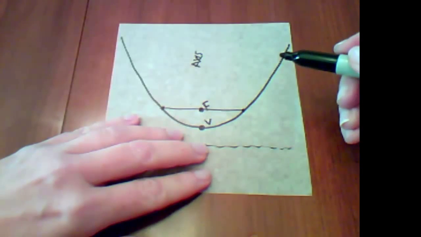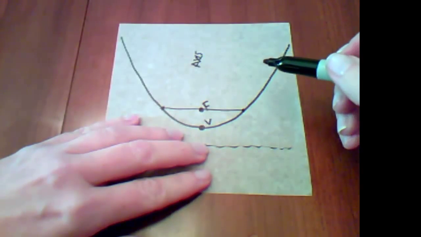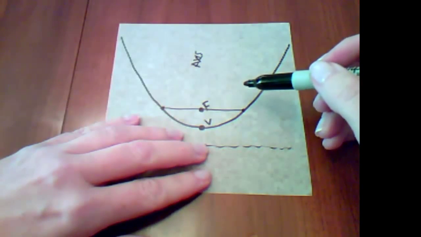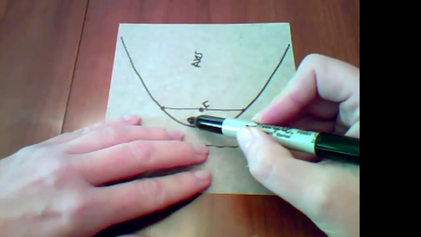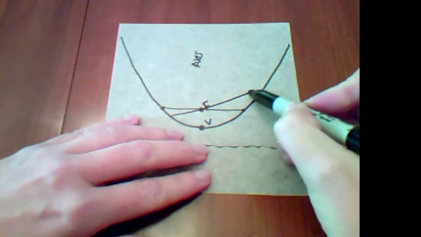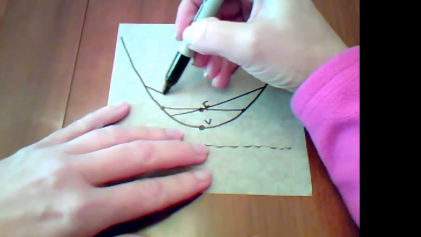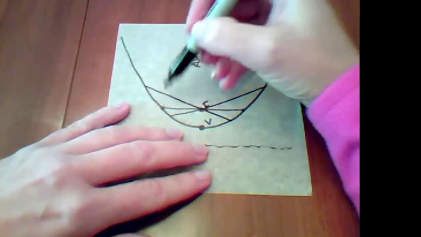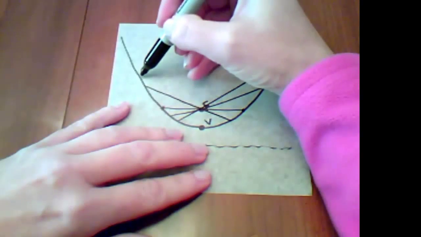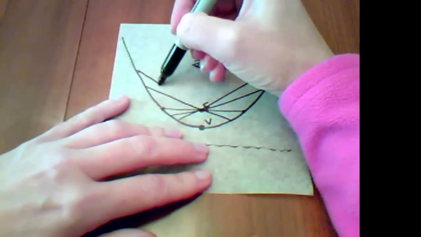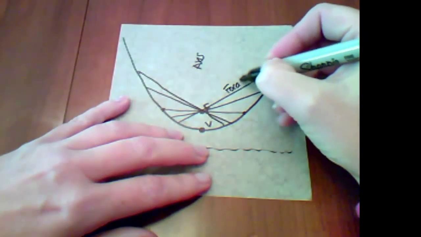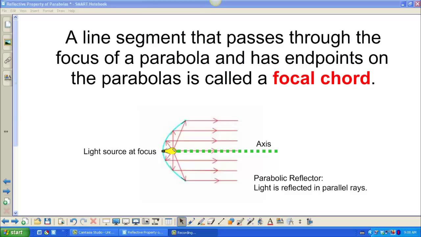So if you remember a chord from geometry, it was any segment whose endpoints were on the circle. So a focal chord is a segment that has the endpoints on the parabola going through the focus. So I could do this as a focal chord. I could do this as a focal chord. You're probably getting the point here, that if I draw any segment through the focus to the other side of the parabola, each of these is considered a focal chord.